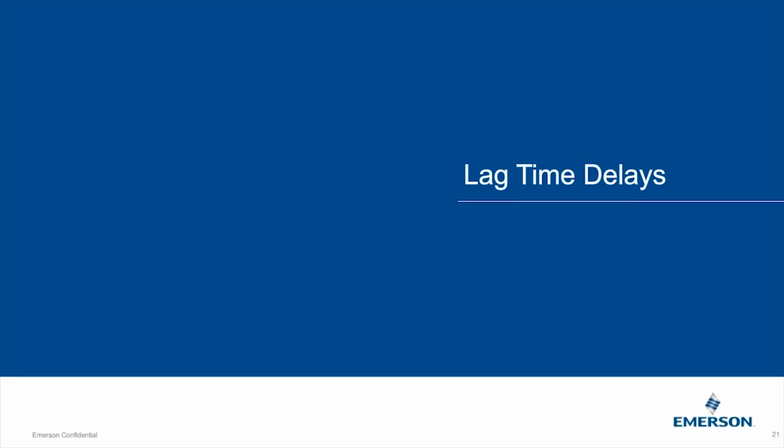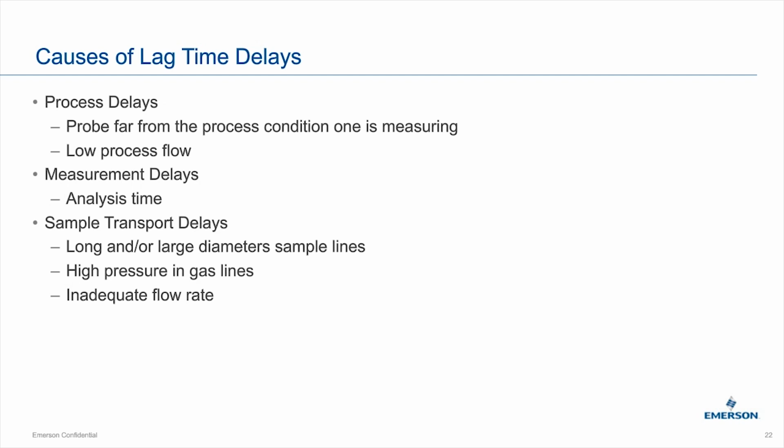So there are several causes of various lags within a system. One that people sometimes overlook is process delays. You'd probably see it more in a chemical application than a C6+ pipeline. If you have that probe several yards away from the end of the process you're trying to measure, it's going to take time for the fluid coming from that process to hit the probe. That's going to be a delay.